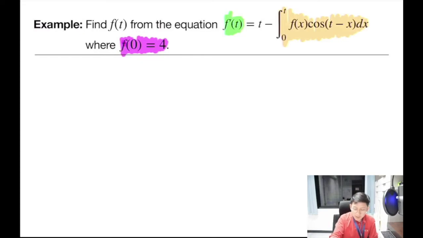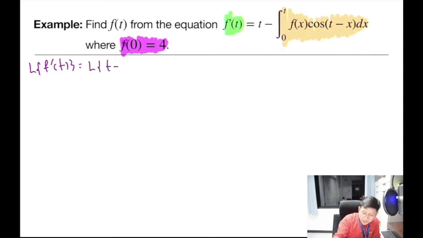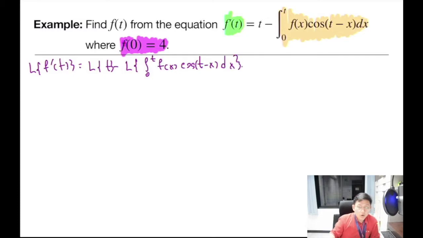You just apply the Laplace transform throughout the equation. The Laplace transform of the left side equals the Laplace transform of t, minus the Laplace transform of the integral from 0 to t of f(x) cos(t minus x) dx.